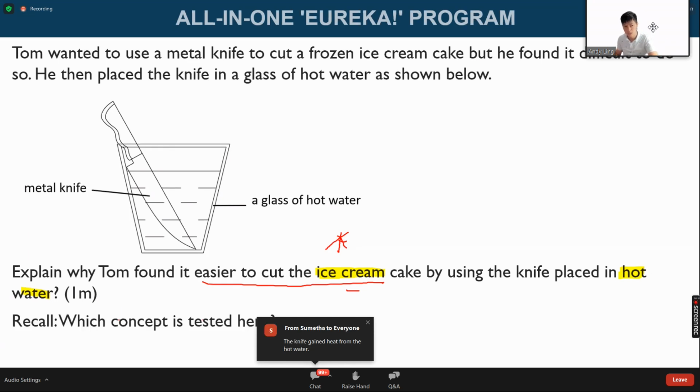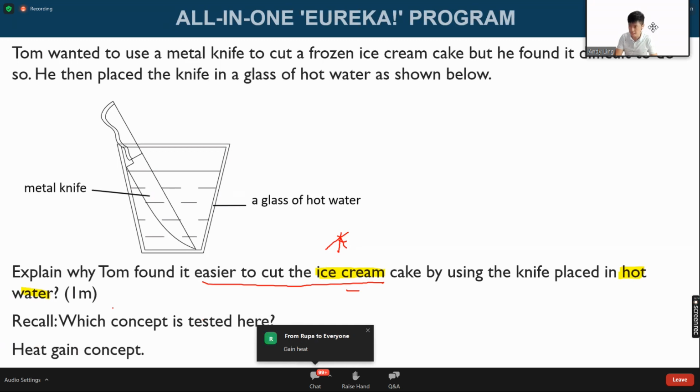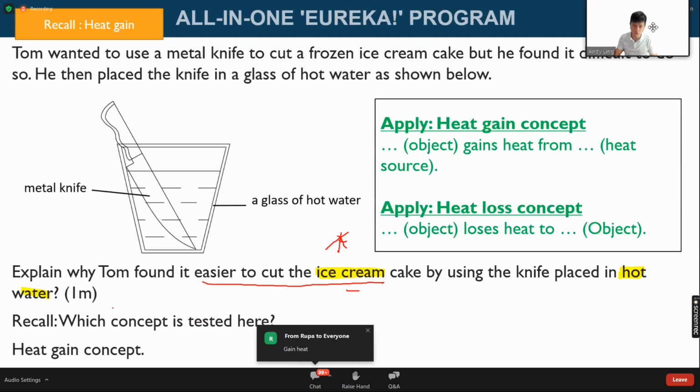Recall. Let's recall. Which concept are we talking about? Which concept are we talking about here? Just now I already covered the two answering techniques, the two concepts already. What is the concept? Heat. Very good, Yuan Tin. All right, it's actually gain heat. Exactly. So once you have the gain heat concept, straight away, we will only apply this answering technique here.